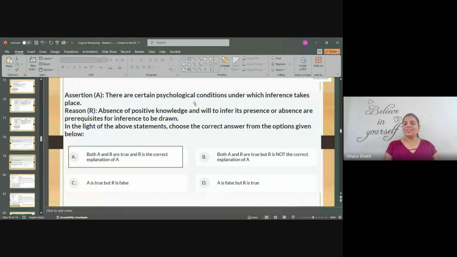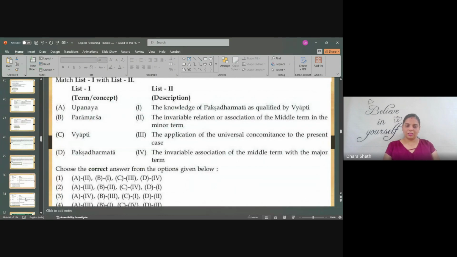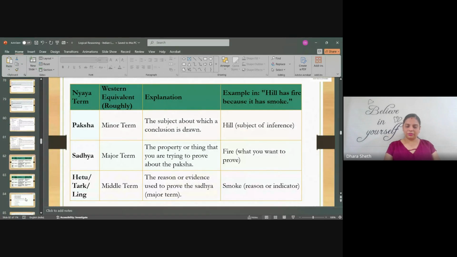So what are the certain psychological conditions under which inference takes place? Absence of positive knowledge and will to infer its presence or absence. For things which you anyways do not know, and for things which you are 100% sure, you don't need to draw any inference. This we will do later on.